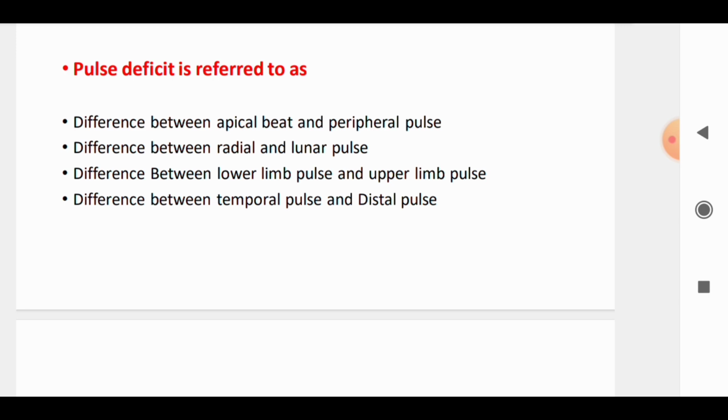Pulse deficit is referred to as: difference between apical beat and peripheral pulse, difference between radial and ulnar pulse, difference between lower limb pulse and upper limb pulse, difference between temporal pulse and distal pulse. Pulse deficit is referred to as difference between apical pulse and peripheral pulse.